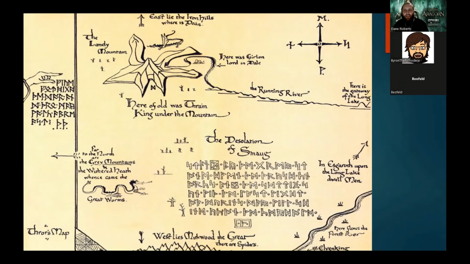Yeah, so you can see it in English at the top. It says east lies the Iron Hills. And if you look at the compass, the M right there, that's the rune which is the E. And then the P-looking rune is the Win, or Wun, which is the W. So east and west, and that would make north to the left and south to the right.